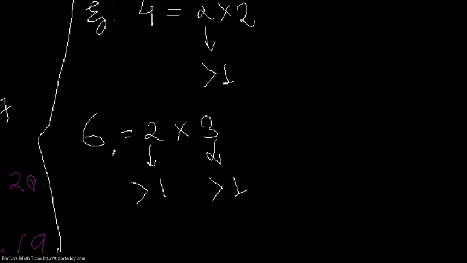So these kind of numbers which have factors which are greater than 1 are called composite numbers. So basically you can tell all the numbers which are not prime numbers are composite numbers.